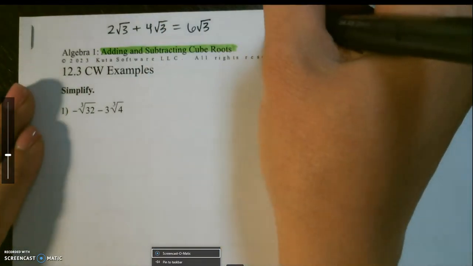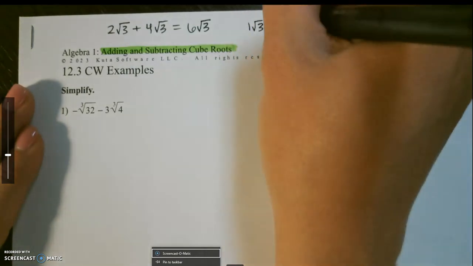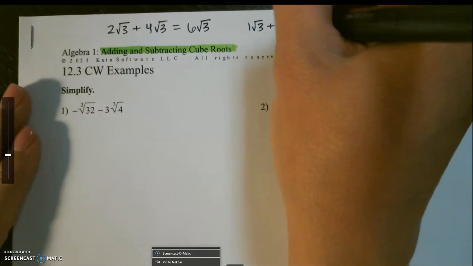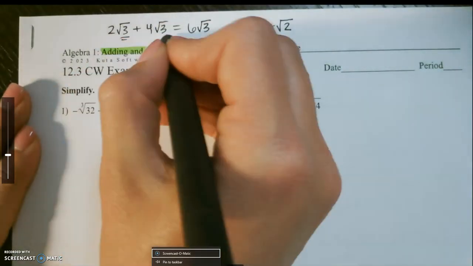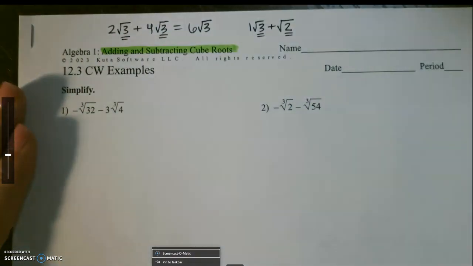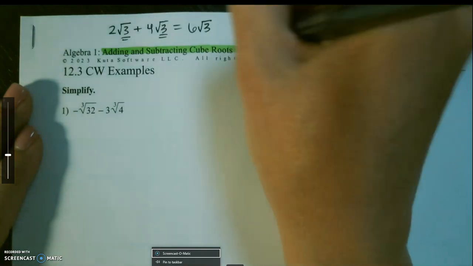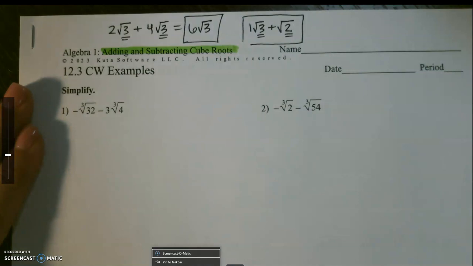Here's an example where you cannot combine it. If I had 1 rad 3 and I was adding this to rad 2, those you cannot combine because they do not have the same number underneath the radical like this example did. So this one can't be simplified any further. This one simplifies into 6 rad 3.